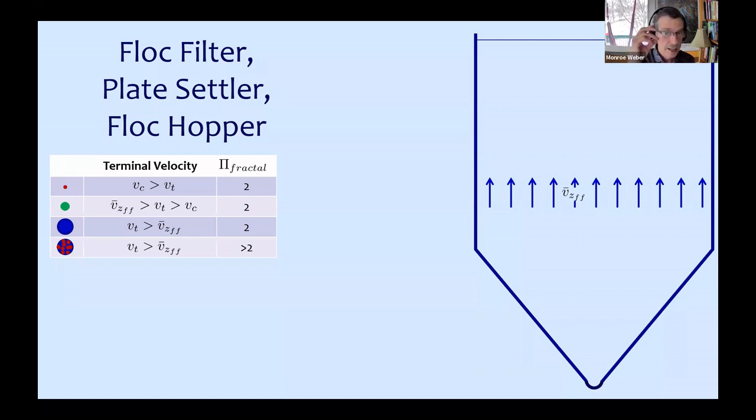The third and fourth particles both have terminal velocities where they're settling so fast that they can stay in the bottom of this flock filter sed unit. So they're going to end up hanging out in the bottom. So here we go.